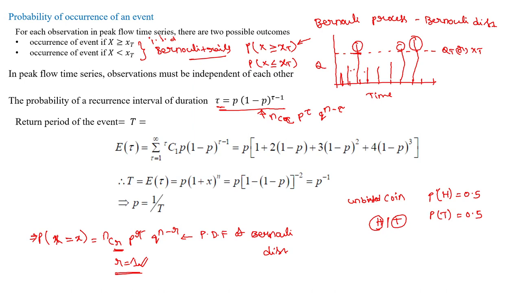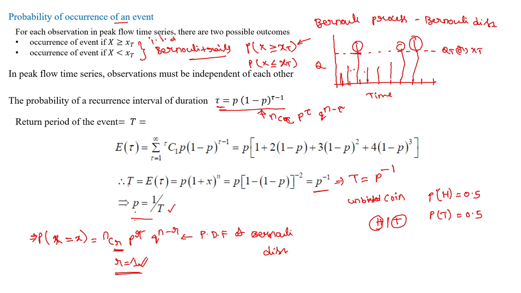By performing this simplification, we get T equal to p inverse, so T = 1/p, that is, p = 1/T. So this is the probability of occurrence of an event. In this way we can calculate the probability of occurrence of an event.